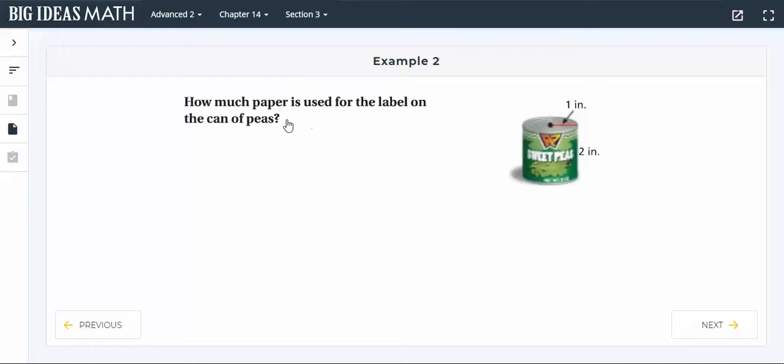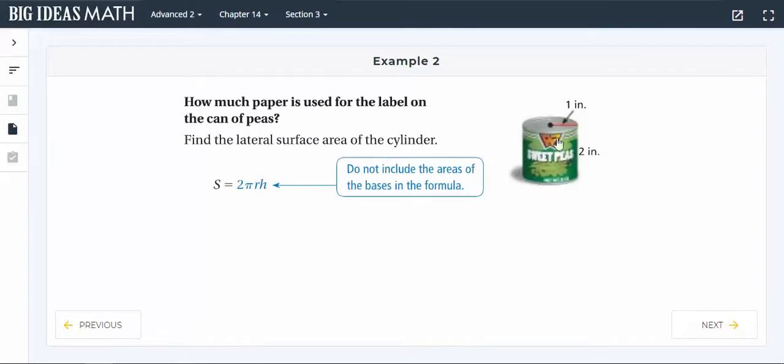And this one says how much paper is used for the label on the can of peas. You'll notice that the paper is not on the top or the bottom. It is just around the lateral surface of it. So you're just finding the circumference times your height.